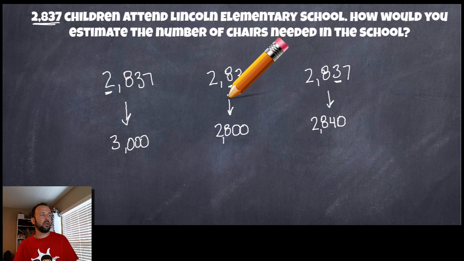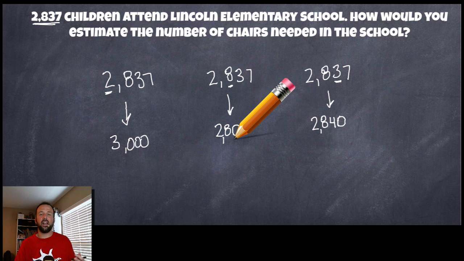If I come over here and I round to the hundreds, again, that's pretty close, right? 2,800. It would only be 37 less than what I needed. So again, it's not a bad estimate. It's pretty close to where we need it to be. But I'm wondering if we can get a little bit closer.